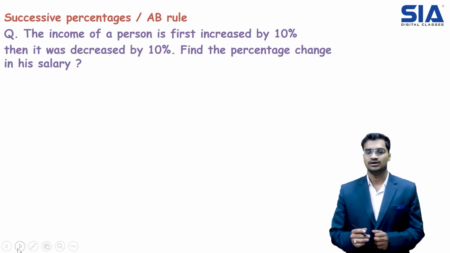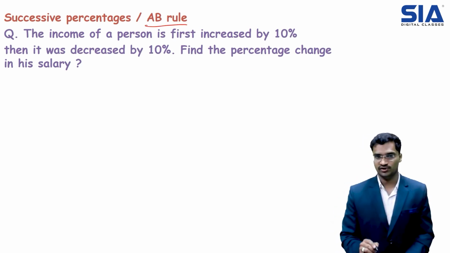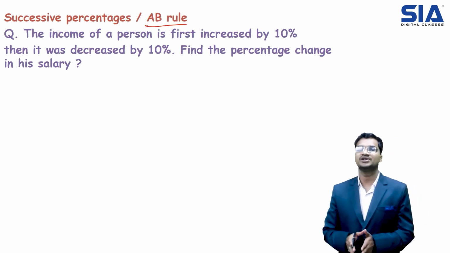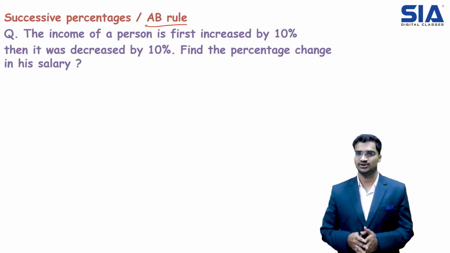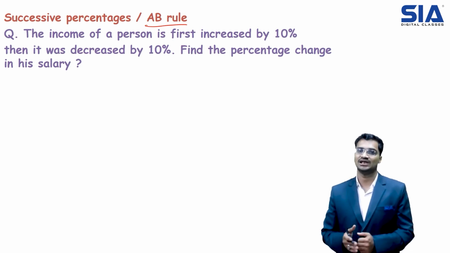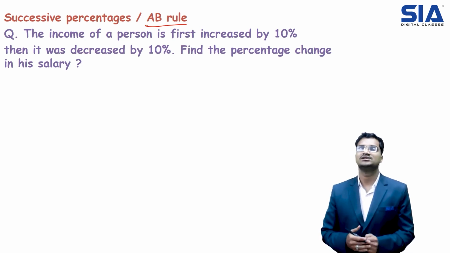Now this AB rule is very important for our exam. So let us see the question in this. If the income of a person is first increased by 10% and then decreased by 10%, find the percentage change in his salary. So we have to find the change in his salary.